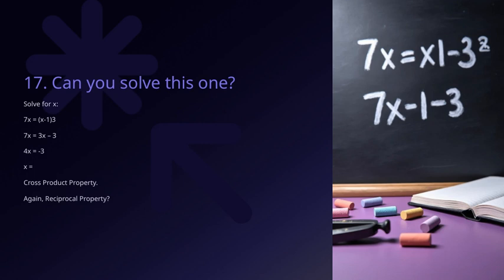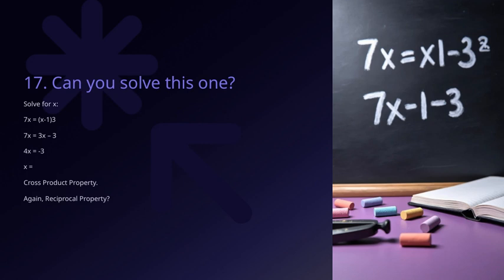To gather all the x terms on one side, we'll subtract 3x from both sides. That simplifies to 4x equals minus 3. Next, to solve for x, we divide both sides by 4, which is the coefficient of x, so x equals negative 3 divided by 4. And there you have it, x equals negative 3/4.